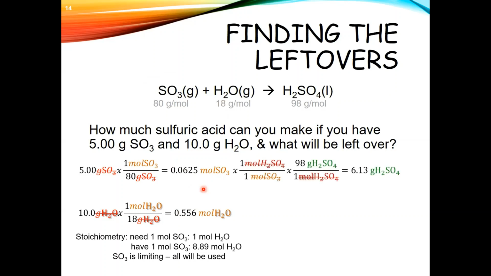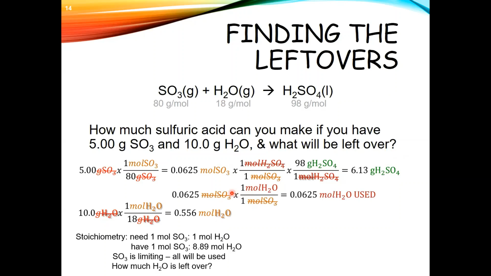All right? So let's figure out how much H2SO4 we're making. We're going to take 0.0625 moles of SO3, multiplied by the mole ratio between sulfuric acid and SO3, and multiplied by the molecular weight of the sulfuric acid, right? So that's stuff we're all very familiar with, hopefully by now. But how much of our water is left over? Well, to figure that out, we are going to figure out how much water is used up by the SO3, how much of the water reacted with the SO3.